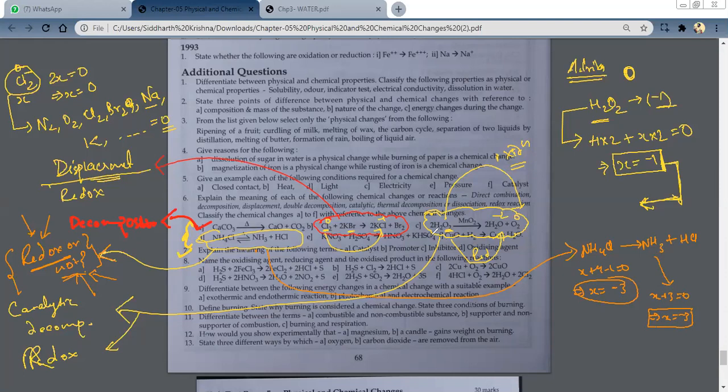For Cl also, I think. Sir, it is the same, -1. So it is not a redox reaction.